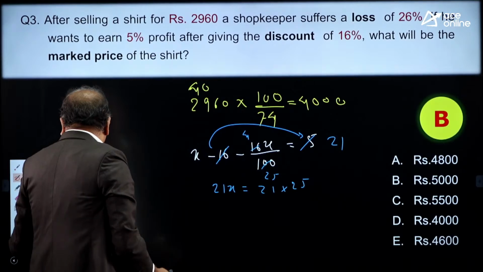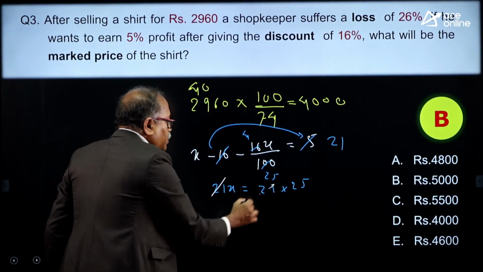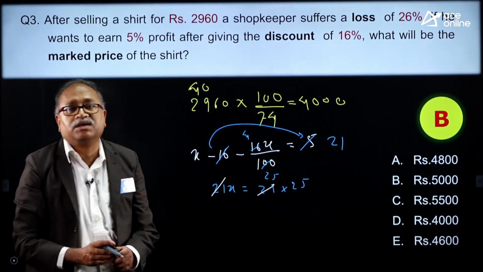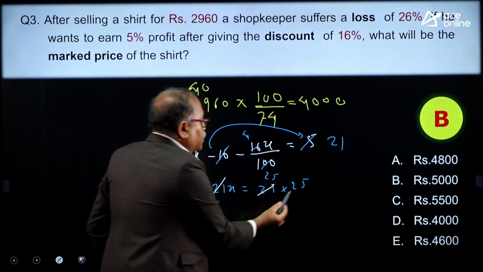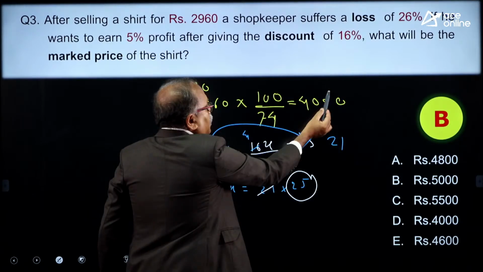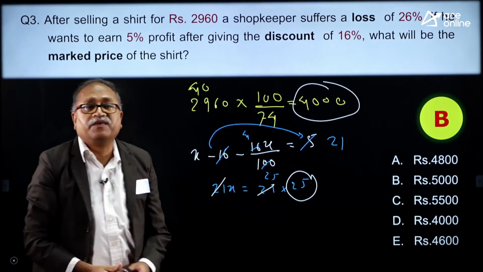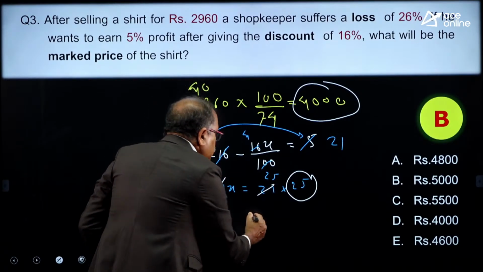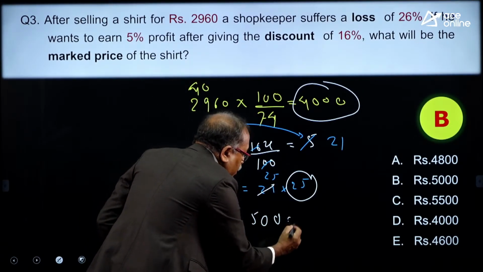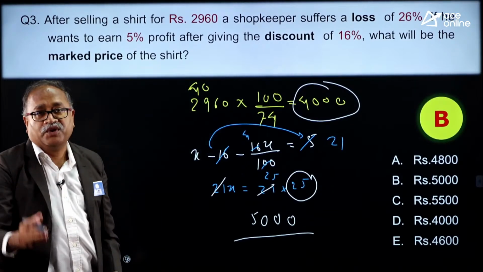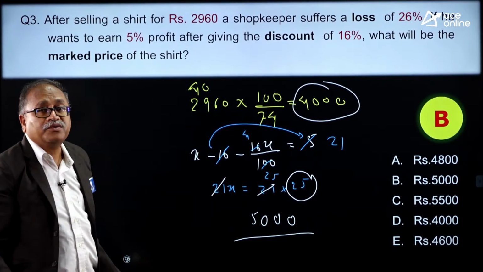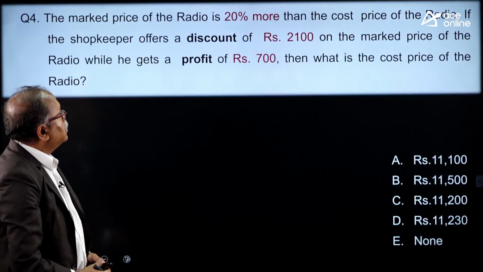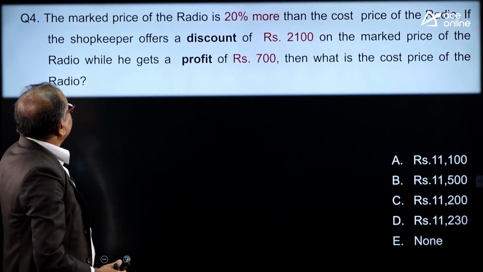Therefore, what is the x value? 21 gets cancelled, x is 25. That means the markup price is 25%. So here the cost price is 4000, 25% of 4000 is 1000, that is 4000 plus 1000, 5000 is your answer. You rightly said your answer. Wonderful, beautifully done. So, moving on to the next question, my dear friends.